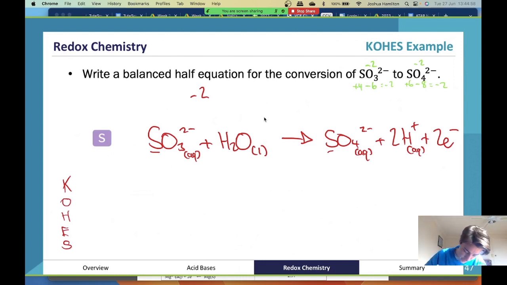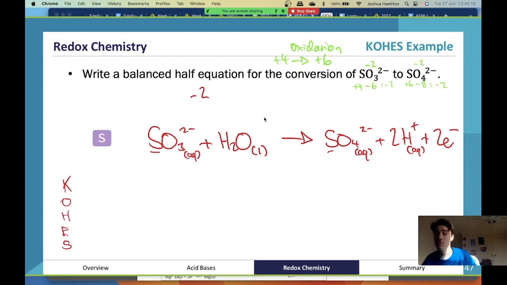So we're at +4 to +6. That is a loss of electrons. So it is oxidation. Oxidation involves loss. Oxidation has its electrons on the right because it always loses electrons on the right. And as you can see, the electrons here are on the right. So it's another quick way of checking: did I do this half equation right? Well, I did, because my electrons are on the correct side. That's a good second step to figure out if you've done everything correctly.